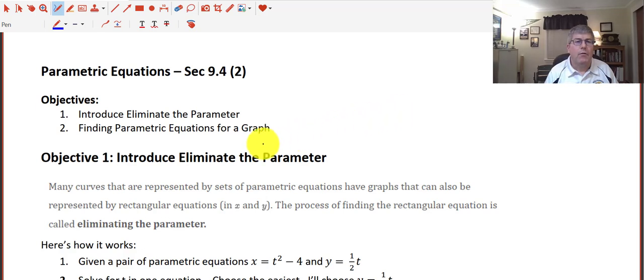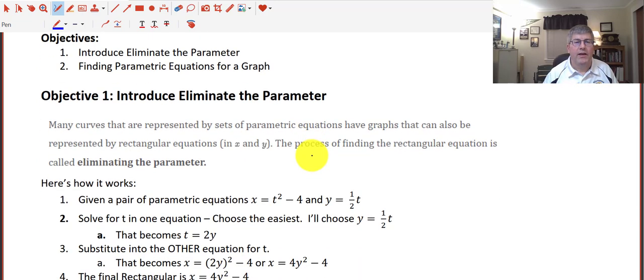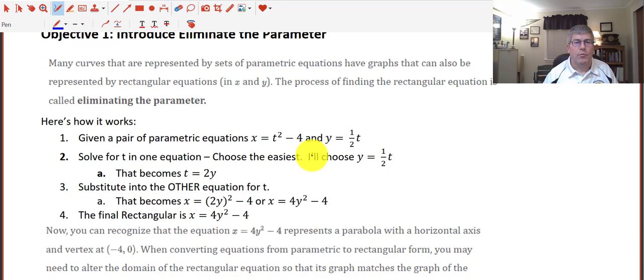Welcome back. We're going to continue our studies of parametric equations by introducing the concept of eliminating the parameter, and then we'll find parametric equations for a graph. We're going to go backwards essentially in that one. Our first objective is to introduce eliminating the parameter.